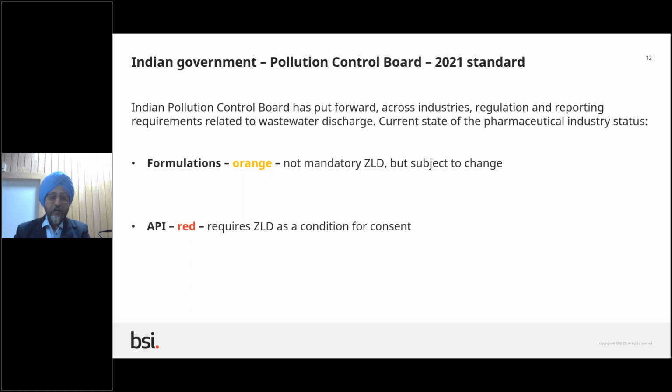And API falls in the red category. It again depends on the state. The majority of the states have put ZLD as a mandatory condition for consent, whereas a few states are still more considerate, or ZLD is not really mandatory there.